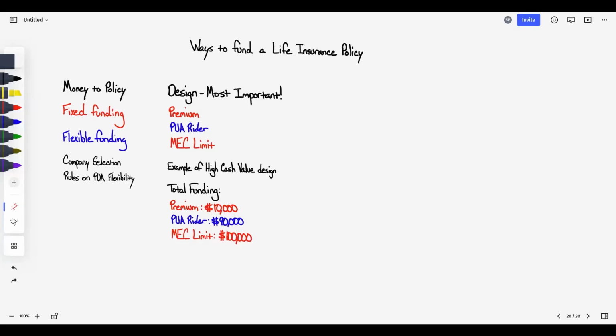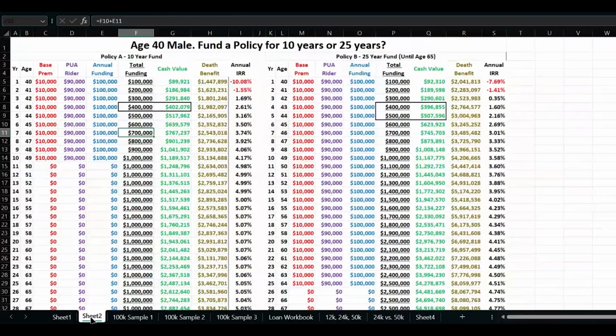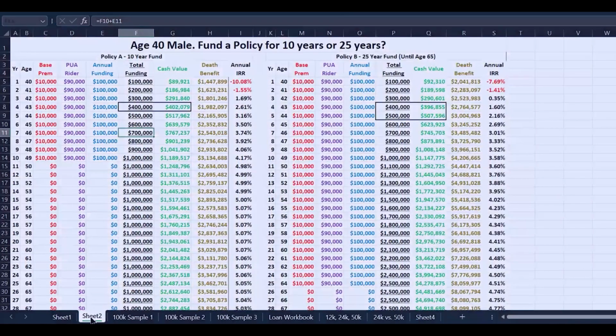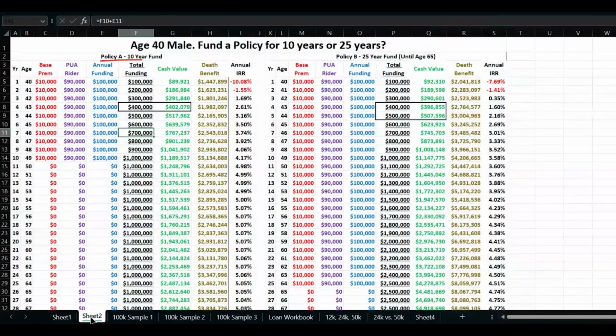To provide a quick example on this, let's take a look. We've got two policies, a lot going on. Well, let's just look at both of them here. On the left, we've got policy A, where this individual is funding the policy at $100,000 per year for 10 years. Here's his premium. Here's his PUA rider. First year, 100 goes in. He's at just about 90%. Why he's at 90% of his total payment is because that premium is minimized.